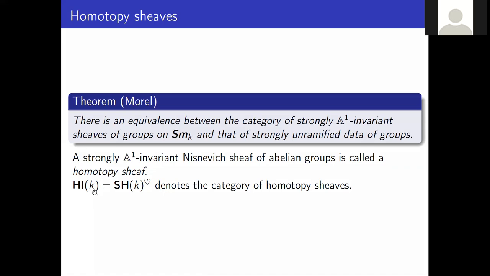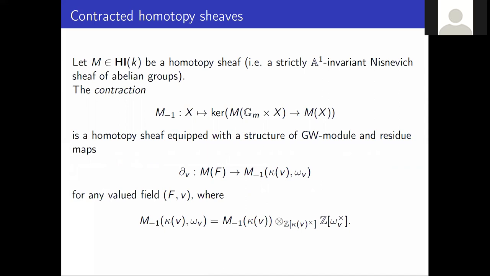Okay, so I work with homotopy sheaves. And I would like to have a bit more structure on M. So we can define what we call the contraction of M, so M minus one. Basically, if you consider a smooth scheme over K, you have the evaluation map. And if you take the co-kernel of this map, this defines the M minus one, the contraction. You can prove that it is again a homotopy sheaf, but it is a little bit more.